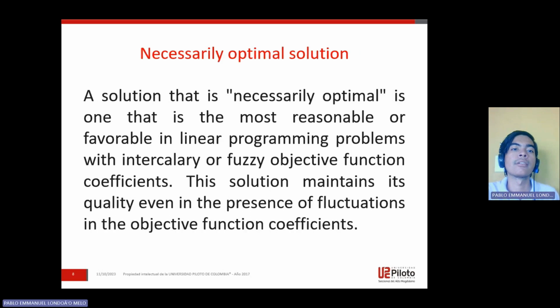Well, necessarily optimal solution. A solution that is necessarily optimal is one that is the most reasonable or favorable in linear programming problems with interval or fuzzy objective function coefficients. This solution maintains its quality even in the presence of fluctuations in the objective function coefficients.